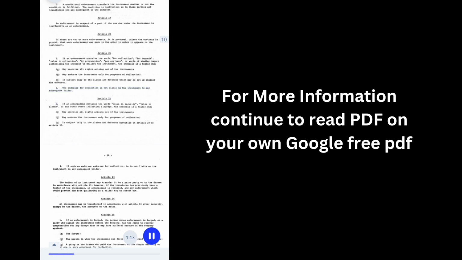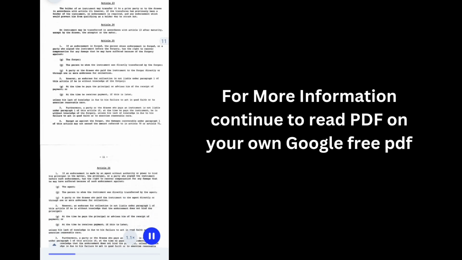Article 22. 1. If an endorsement contains the words "value in security," "value in pledge," or any other words indicating a pledge, the endorsee is a holder who may exercise all rights arising out of the instrument, may endorse the instrument only for purposes of collection, and is subject only to the claims and defenses specified in Article 28 or Article 30. 2. If such an endorsee endorses for collection, he is not liable on the instrument to any subsequent holder.